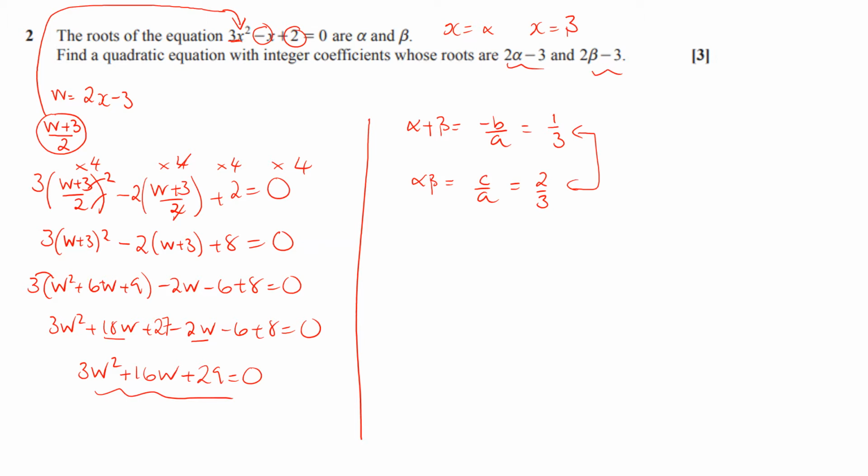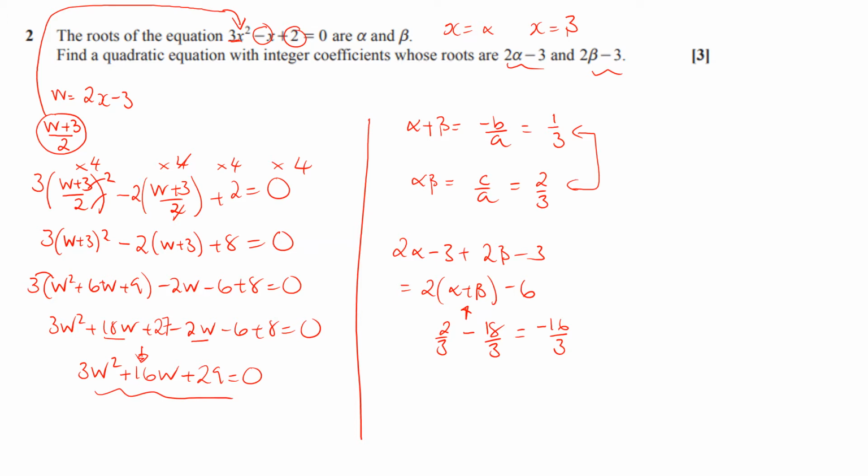So we sum the new roots: 2 alpha minus 3 plus 2 beta minus 3 is equal to 2 times alpha plus beta minus 6. And we know what alpha plus beta is. That is a third. So that's 2/3 minus 6. And 6 as thirds would be 18 thirds, so altogether 2/3 minus 18/3 is minus 16 thirds. So that's looking a little bit like this, 16 over 3.